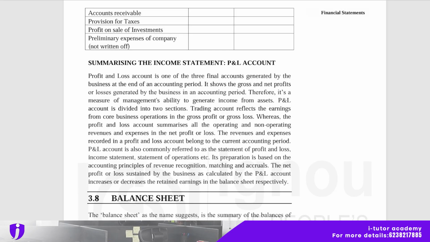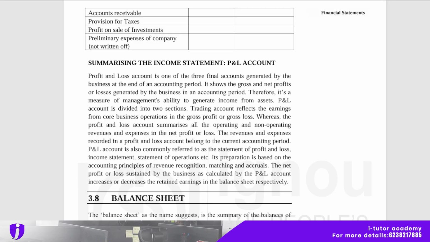P&L account is divided into two sections. Trading account reflects the earning from core business operations in the gross profit or gross loss, whereas the profit and loss account summarizes all the operating and non-operating revenue and expenses in the net profit or loss. The revenue and expenses recorded in a profit and loss account belong to the current accounting period. P&L account is also commonly referred to as the statement of profit and loss, income statement, statement of operations, etc.